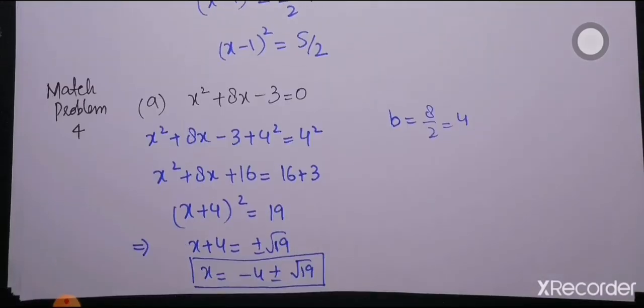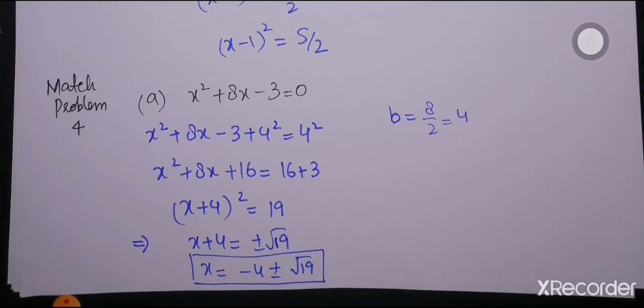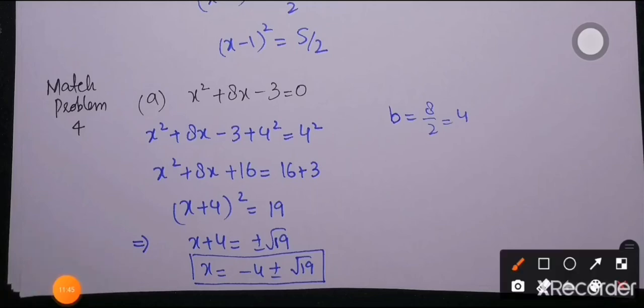Next we have match problem 4, part A. x square plus 8x minus 3 is equal to 0. Now we can see that the coefficient of x square is already 1, so we move to the second step. For the second step, we will find the value of b. How can we find the value of b? We divide the coefficient of x by 2. So 8 by 2 is 4. It means b is equal to 4.